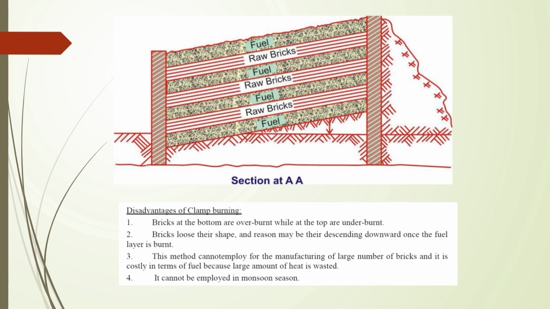Disadvantages of clamp burning. The disadvantages of clamp burning are that this process is very slow, and there being no control on regulation of fire, bricks of uniform quality are not obtained. Also, most of the bricks lose their regular shape. The bricks near the bottom are overburnt and those near the sides and top are underburnt.